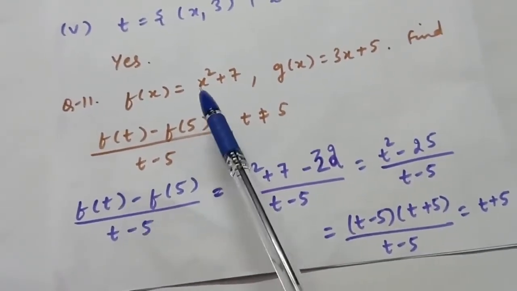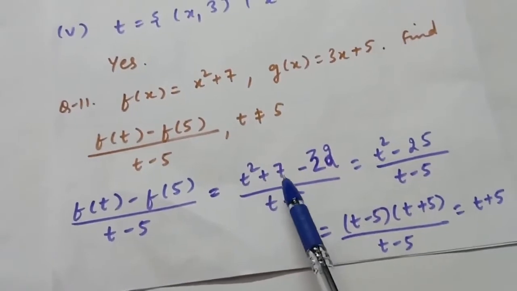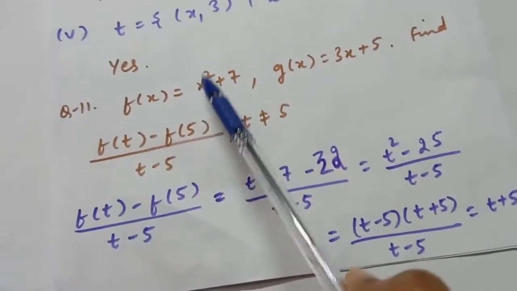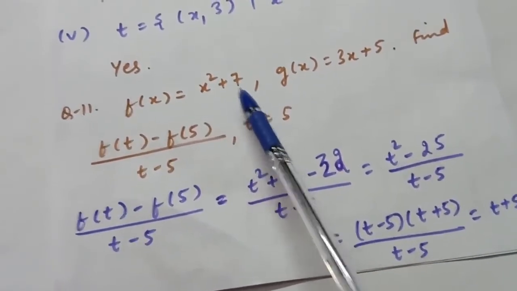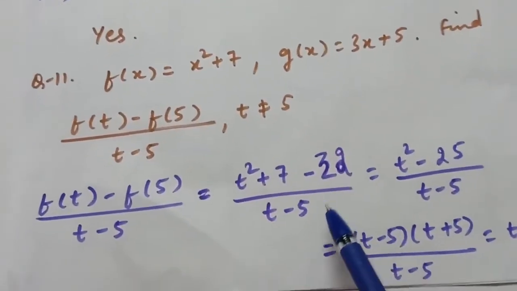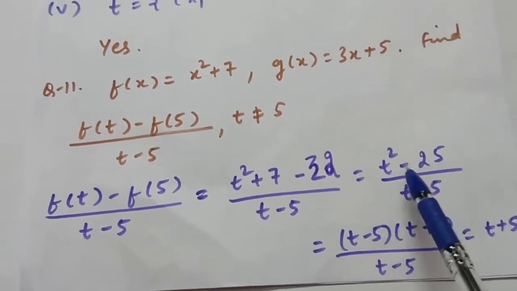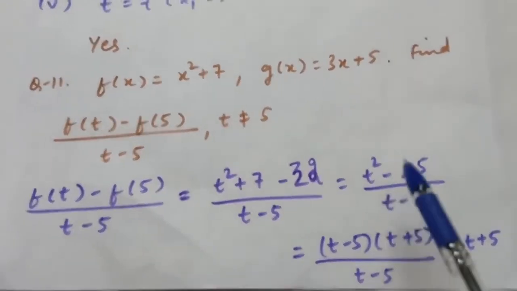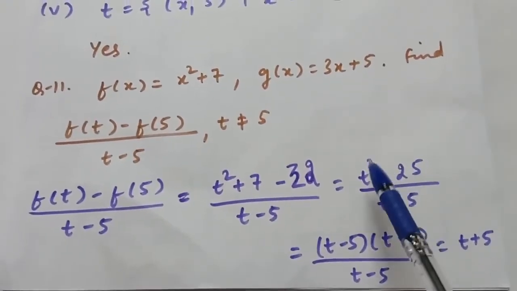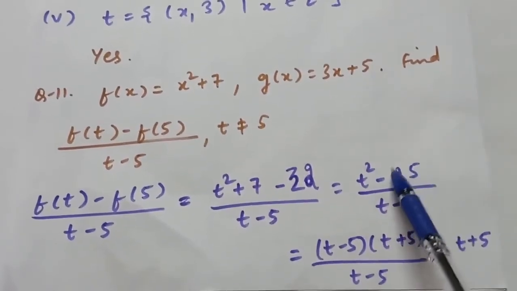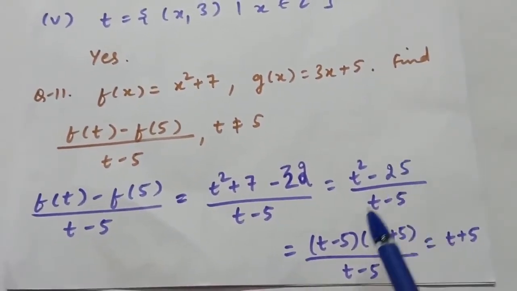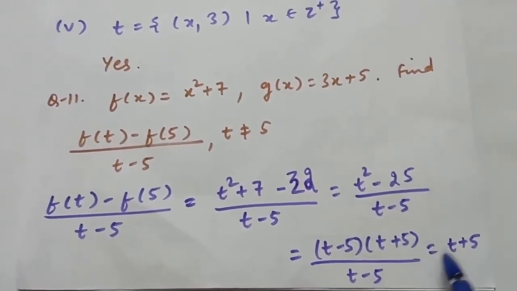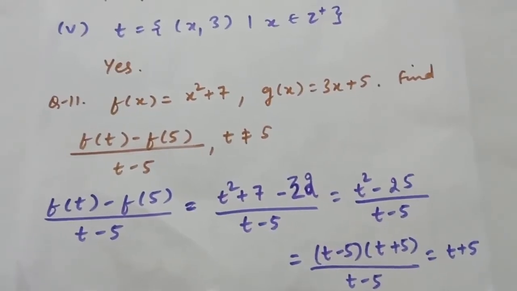Now f(t) will be, in place of x put t, so t square plus 7, and f(5) will be, in place of x put 5. So 5 square, that is 25 plus 7 is 32, upon t minus 5. This will be t square minus 25 upon t minus 5. This is a square minus b square, and this is 5 square. So you can write it as (t minus 5) into (t plus 5) upon t minus 5. Therefore it is equal to t plus 5.